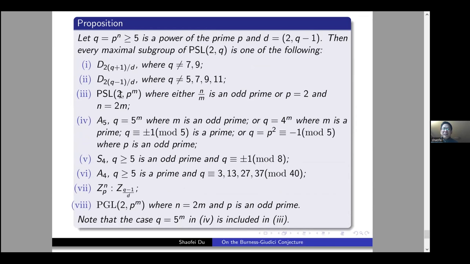Also, this is PSL2(p^m), because here q is p^n for some m. So this is a maximal subgroup, either when p is odd, or p is 2 and n is 2m. You need to consider this group. Also, under some conditions, you can have A5 as a maximal subgroup. Also S4 and A4. This is a Frobenius group, and actually this is a point stabilizer of PSL2(q) acting on the projective line points. This is another kind of maximal subgroup, PGL2(p^m), if n is 2 times m. So you need to consider all of these cases in the theorem one by one.